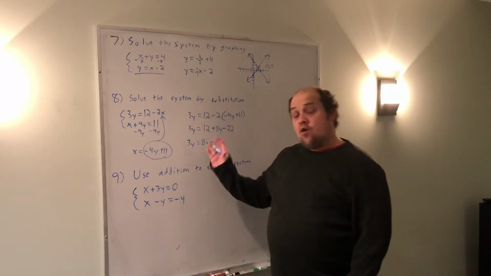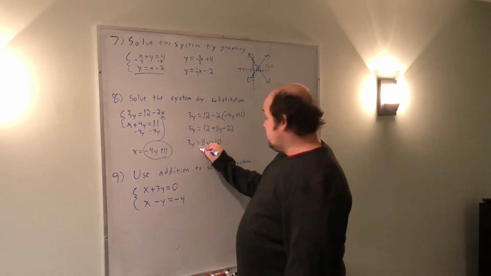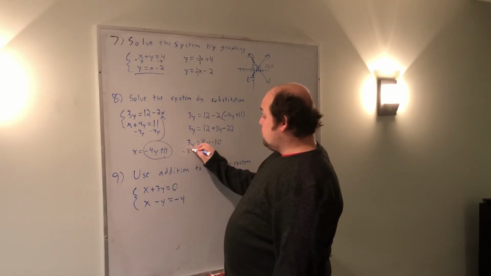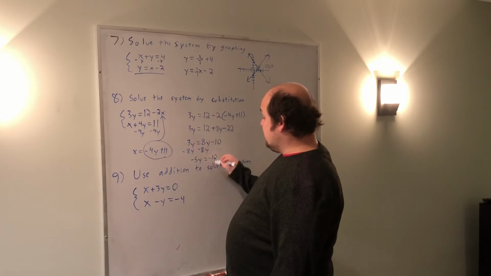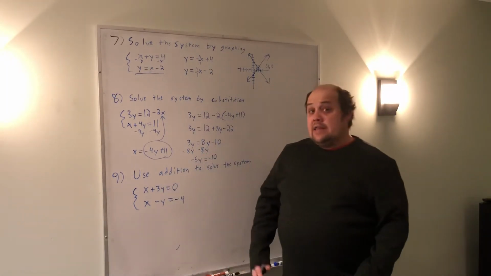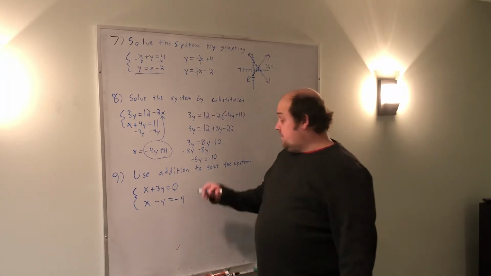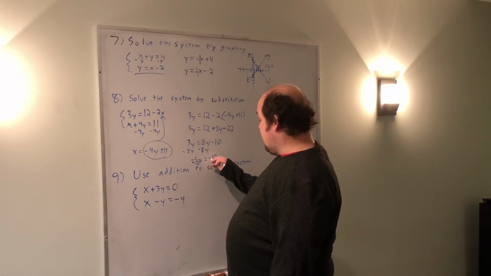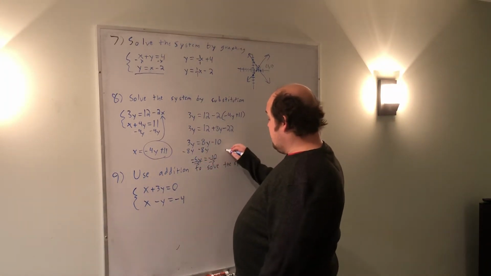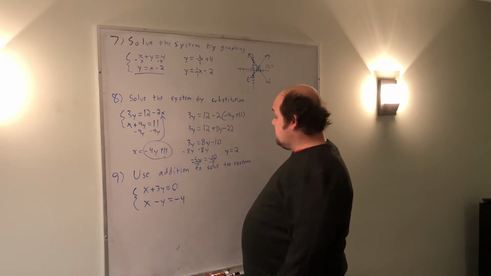I now want to take all the y's to the same side. So I'm going to subtract 8y here, subtract 8y here. That leaves me with negative 5y equals negative 10. Last thing I need to do is divide by what's in front of the y. Divide by negative 5, divide by negative 5. That's how I get my final answer of y equals 2.